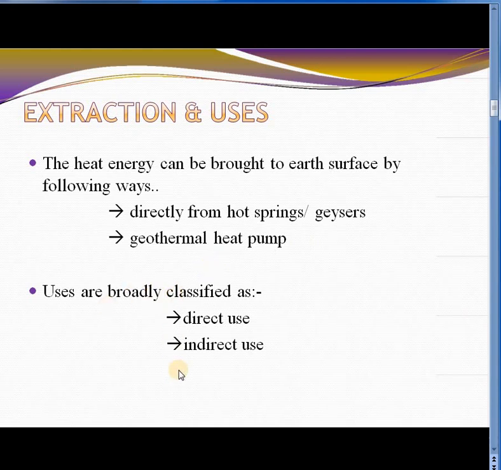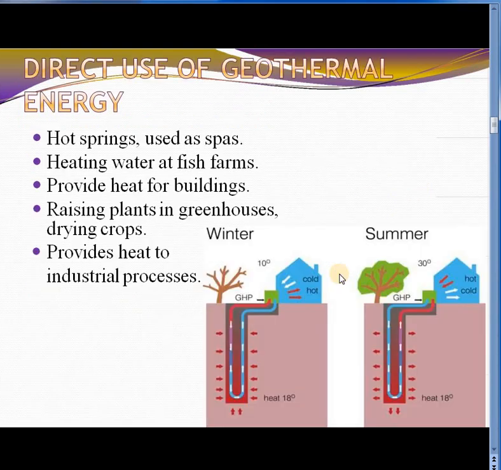Uses. There are two types of uses: either direct use or indirect use. Moving on, the direct use of geothermal energy is in hot springs, which are used in spas, and for heating water at fish farms. The constructions are made in such a way that the spas are built near the hot springs.